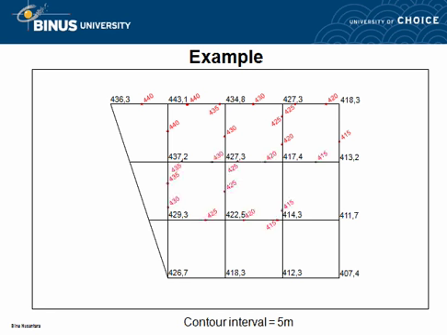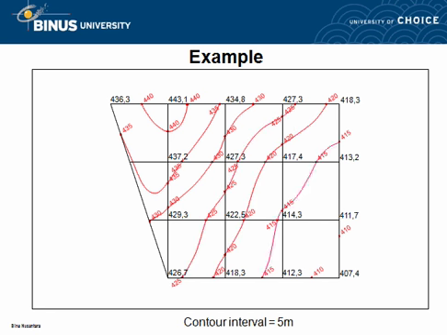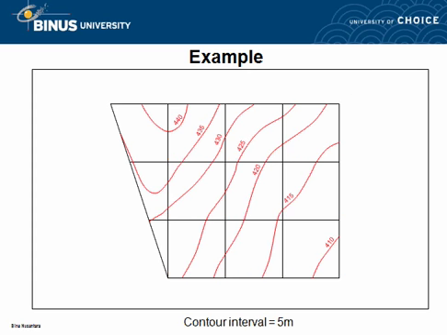And here you can see that it draws the 440 elevation, and then 435, 430, 425, 420, 415, and 410. Now here is the contour map.